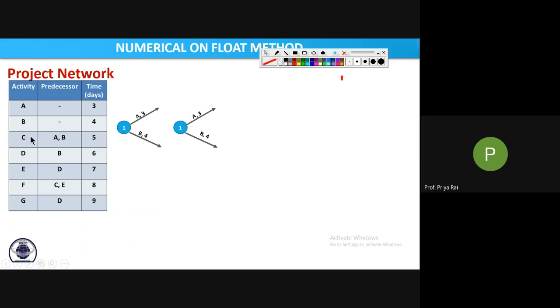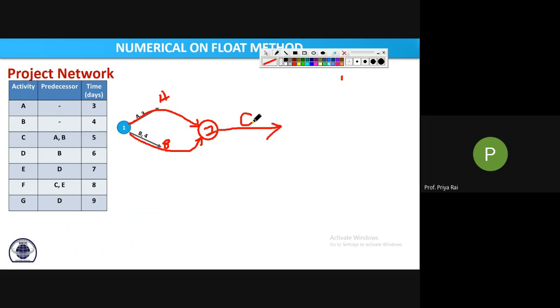Now comes C. C activity will start when both A and B finish. That means how will it look? See, C will start when both A and B finish together. Suppose this A activity starts from here and finishes here, and your B activity starts from here and finishes here. This is A, this is B. That means your C will start from this event.